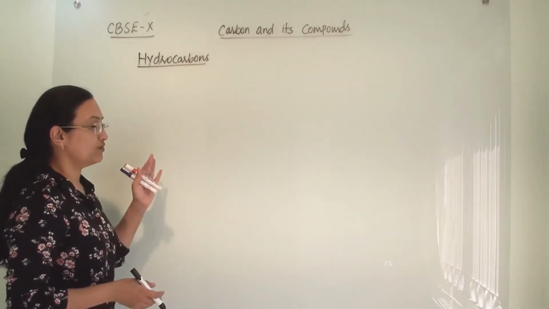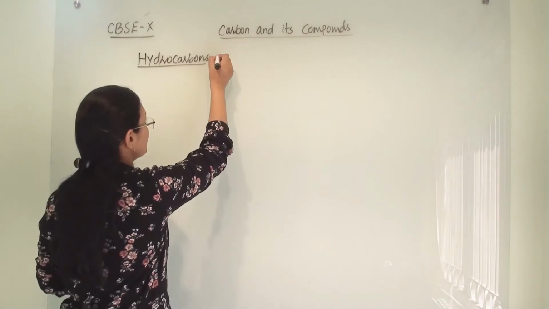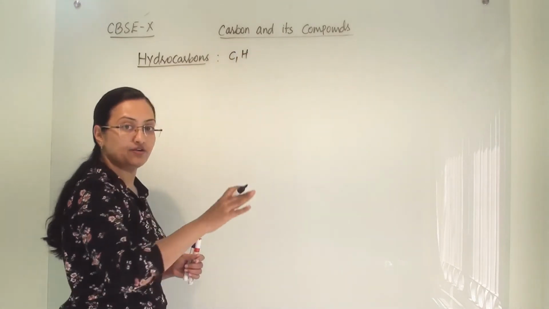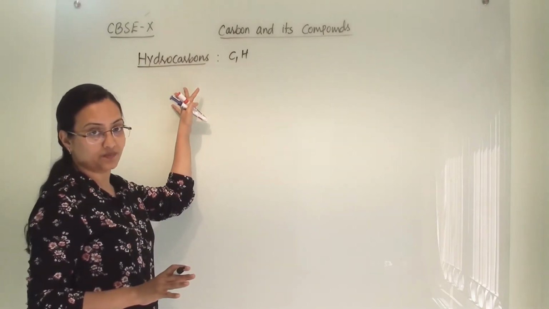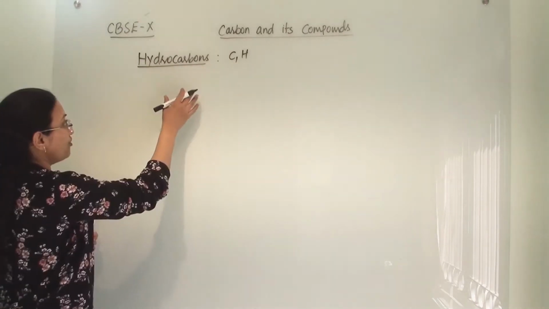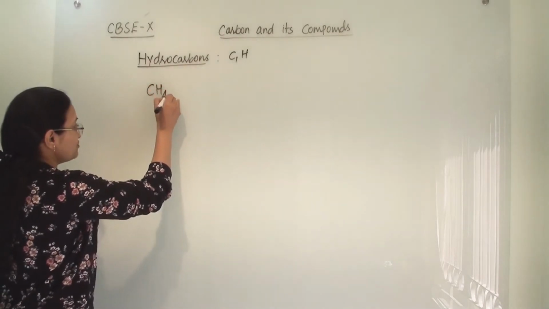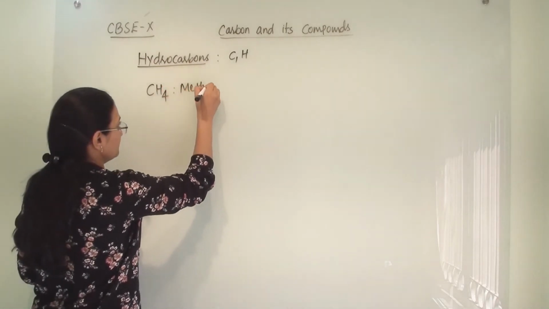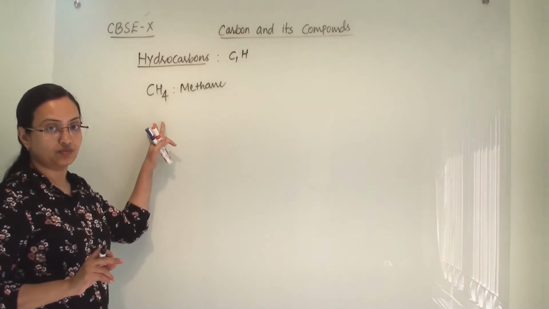So, hydrocarbons. What is the meaning of hydrocarbons? The name itself suggests that the compounds formed from hydrogen and carbon are known as hydrocarbons. The first of this series is CH4. CH4 is methane, and this is the very first hydrocarbon.